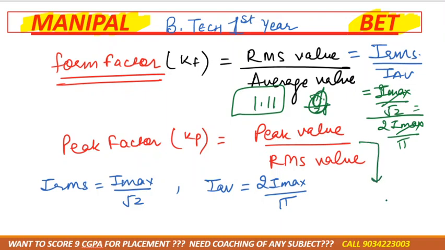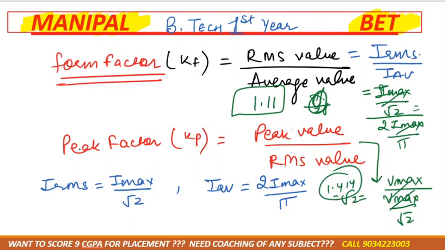Thirdly, the peak factor is the maximum value divided by RMS. You can take it in terms of voltage or current, whatever. IRMS is I max by root 2, so peak factor is root 2, which is 1.41. So the form factor value is always fixed at 1.11, and the peak factor value is always fixed at 1.41.